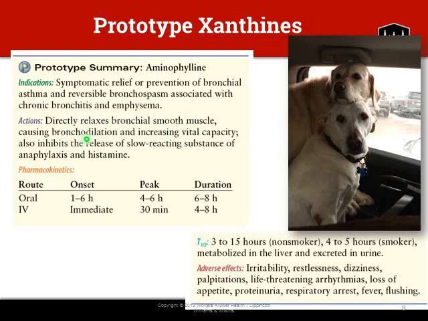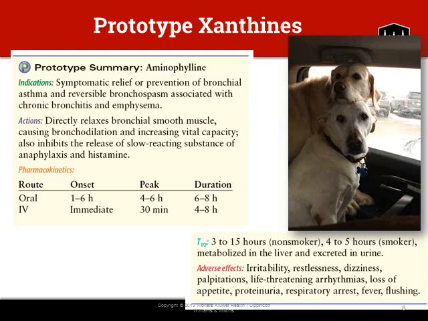Again, our xanthines will directly relax that bronchial smooth muscle. So we're getting bronchodilation, increasing vital capacity, decreasing the histamine response. Important to note that our half-life can be closer to 15 hours for a non-smoker versus about a third of that time for a smoker. So if a patient takes up or stops smoking, we need to adjust levels significantly.